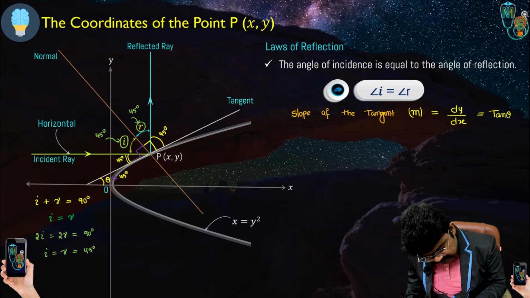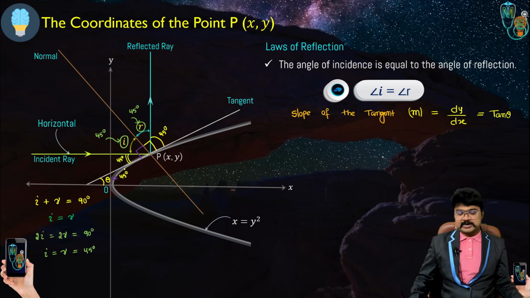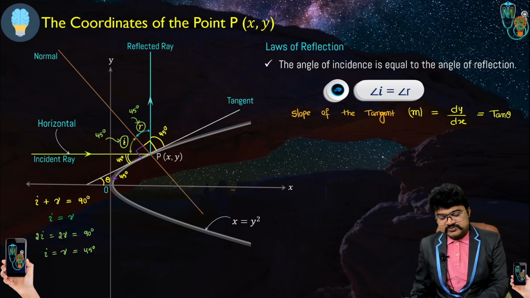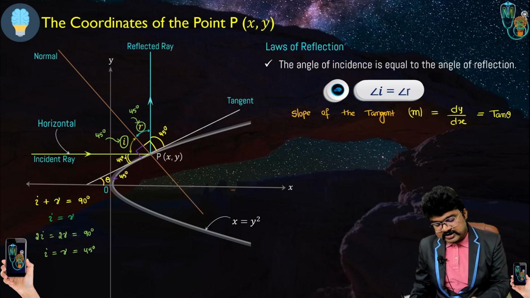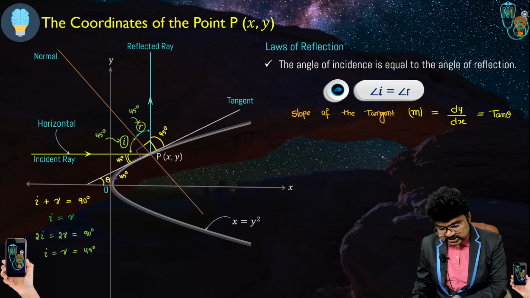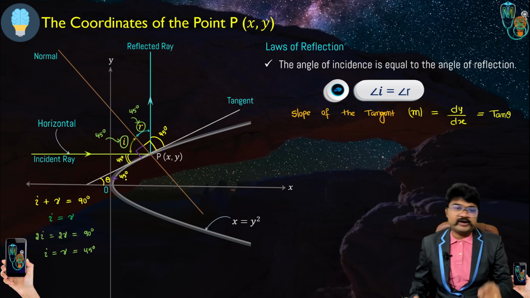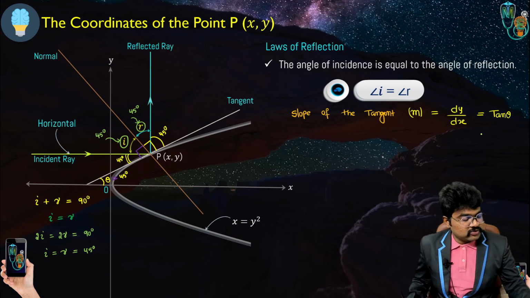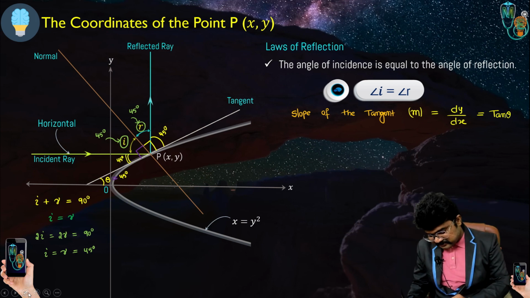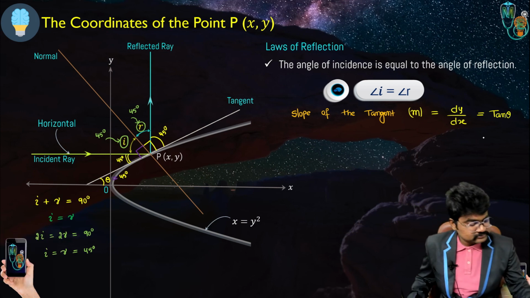45 degrees. Correct or not? If it is 45, the normal makes an angle of 90 degrees in total, 45 and 45. If these two are parallel, if it is 45, it should be 45. So what is the slope of the tangent? What is the slope of this line?